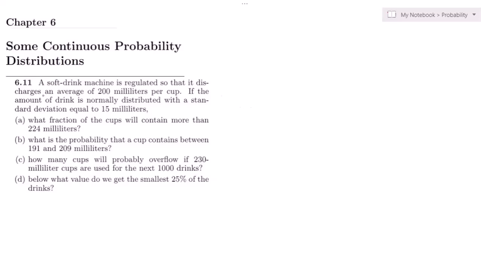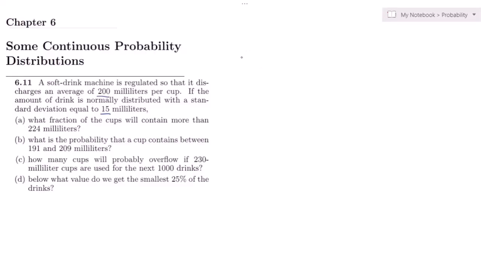Welcome back, guys. This is question 6.11, and the statement of this question is: a soft drink machine is regulated so that it discharges an average of 200 milliliters per cup. Okay, so the average is given. If this amount of drink is normally distributed with a standard deviation equal to 15 milliliters, then on the basis of it, we are asked to find the questions given in part A, part B, part C, and part D.